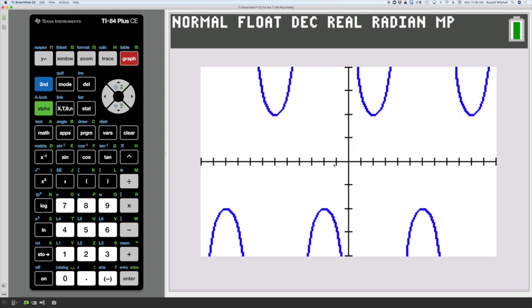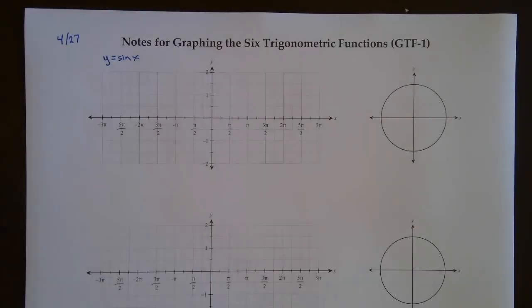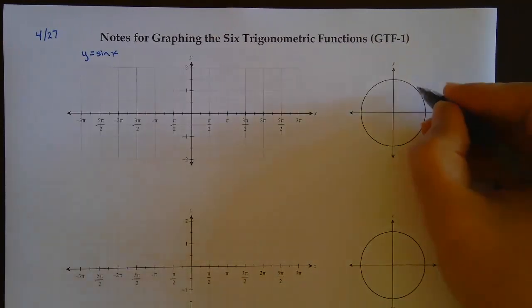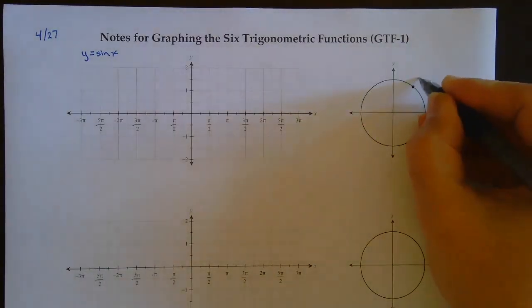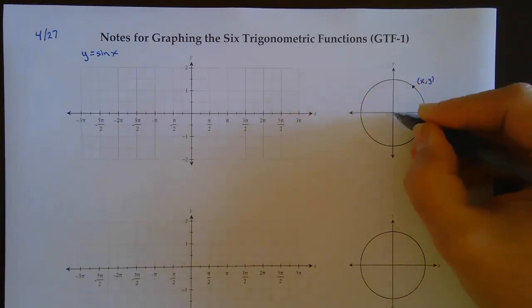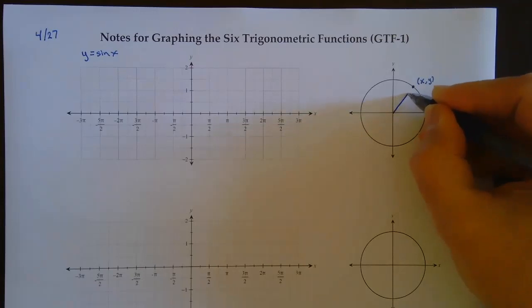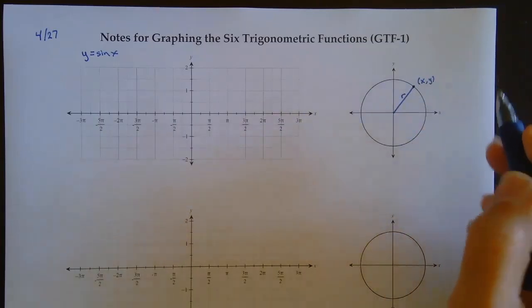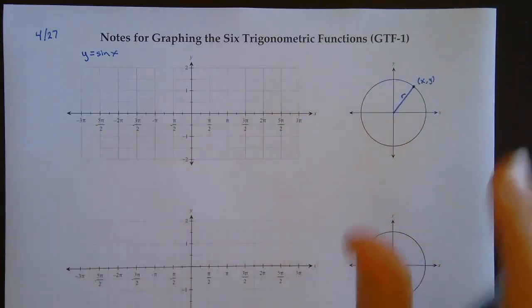All right, so let's go back to our graphing notes, and I'll show you how to graph these by hand, okay? So on our notes, there's a point on this circle, and we're going to call it x comma y, and then that means that we would have a radius from the center here, right? A radius, and this point's going around.